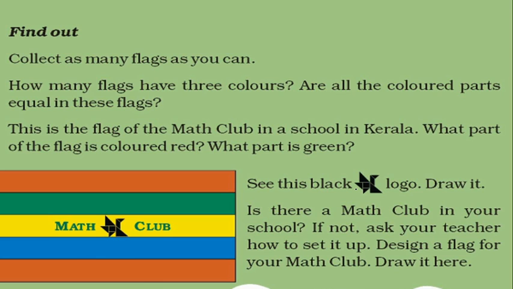Now again, one of the most important questions from your textbook. This is a picture of a math club. One logo is pasted in the black color. How many flags have 3 colors? Are all the color parts equal in this flag? This is the flag of a math club in a school in Kerala. What part of the flag is colored in red? Look here. This is one part. This is one part. So 2 parts out of the 5 parts are colored in red.